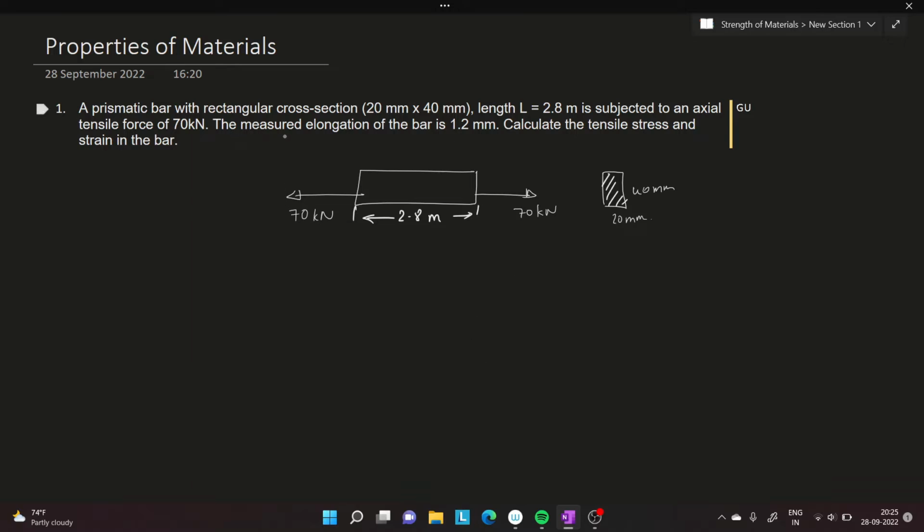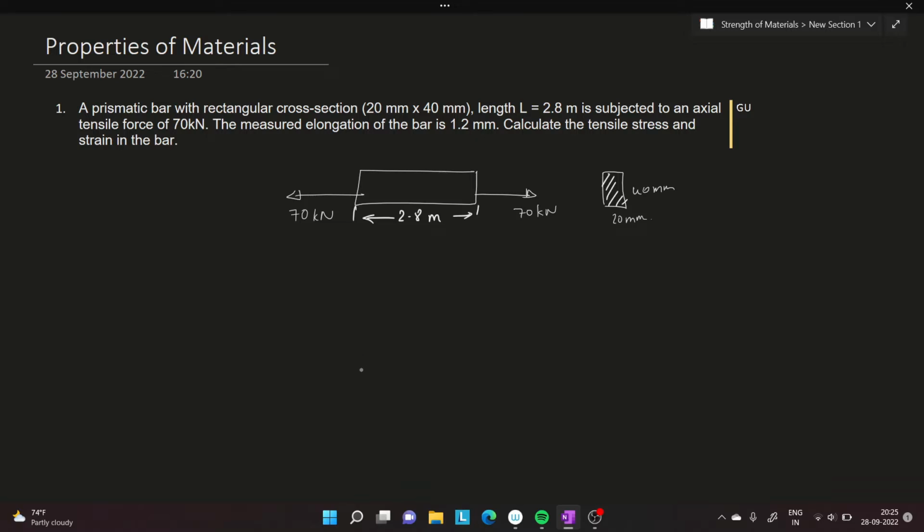A prismatic bar with a rectangular cross section of 20 mm by 40 mm, length 2.8 meter, is subjected to an axial tensile force of 70 kilonewton. The measured elongation of the bar is 1.2 millimeter. Calculate the tensile stress and strain in the bar.